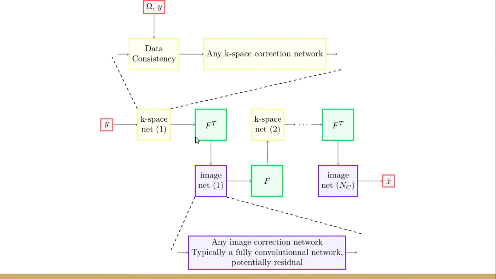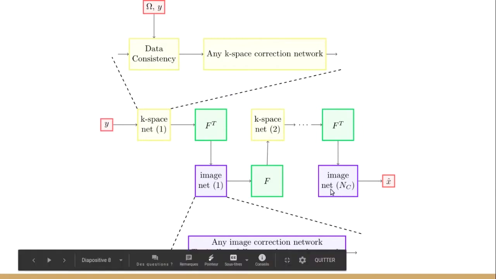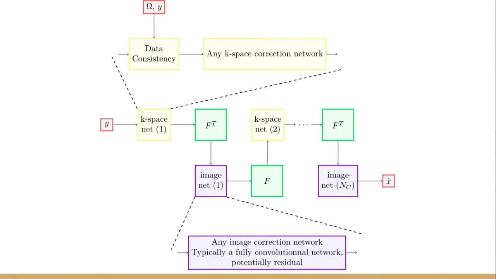And then you're going to go back in the image space using the adjoint of your Fourier transform. And in the image space, you're going to perform as well any image correction that you want, typically with a fully convolutional neural network. And like this, you're going to alternate the correction between the two spaces and obtain a final image. And when you train this network, you train it end to end. That is, you're going to apply a loss to this reconstructed image, and you're going to learn all the parameters in the networks via gradient descent, and the gradients are computed with backpropagation.